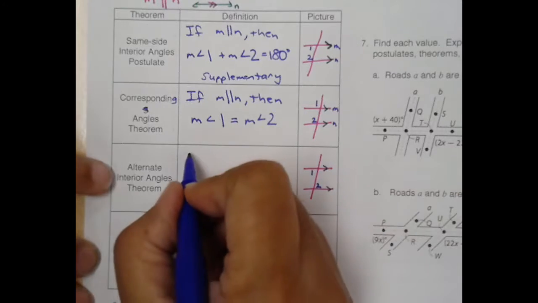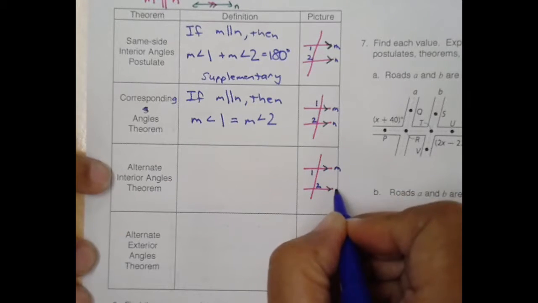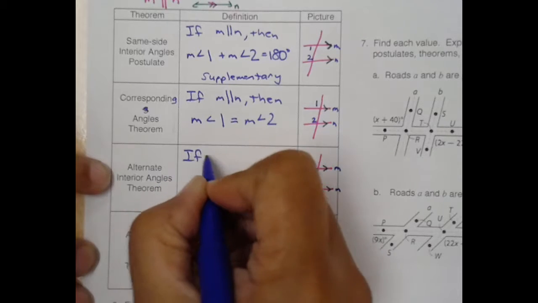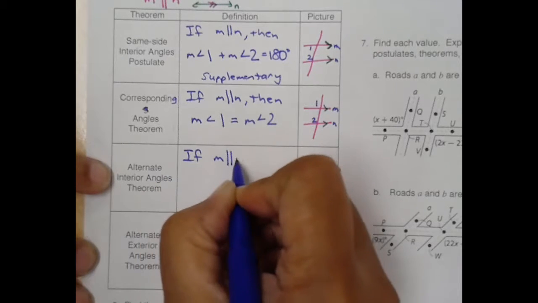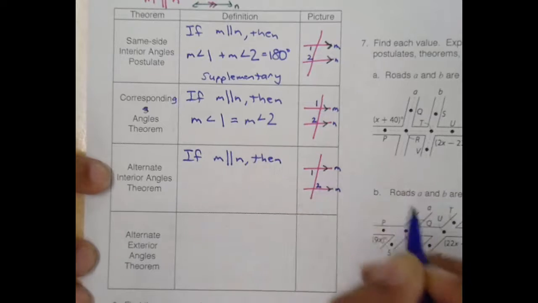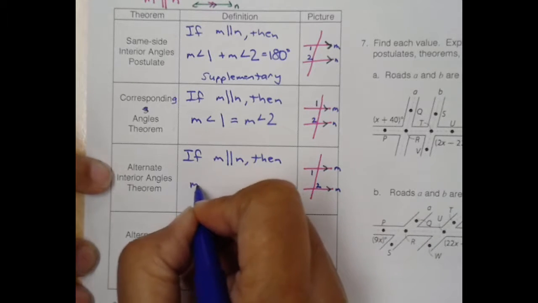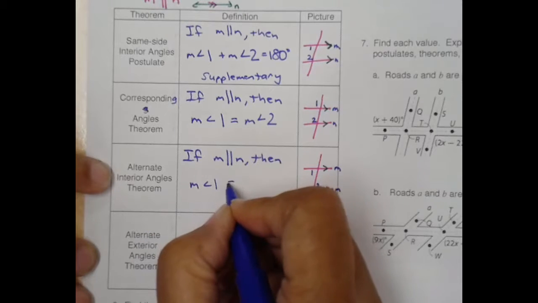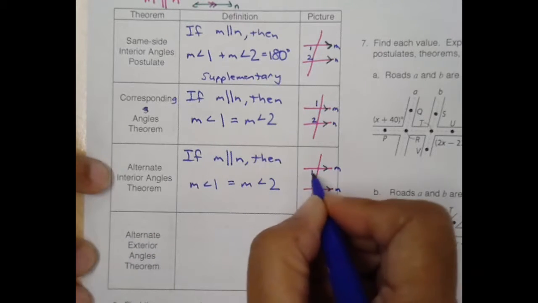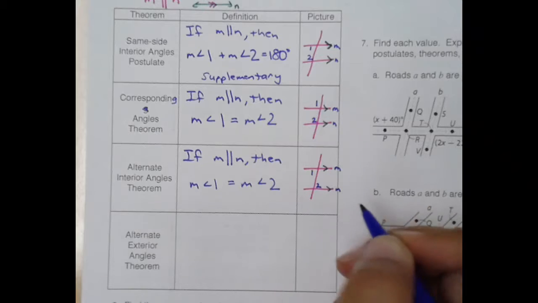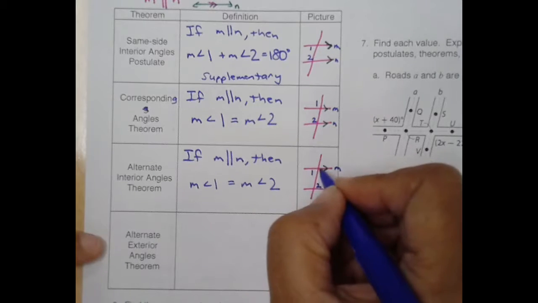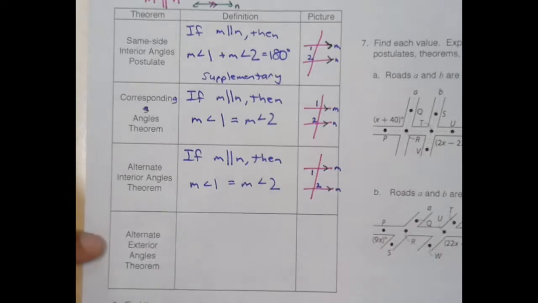All right, so we'll name this line M and N. So if line M is parallel to line N, then these two angles right here, the measurement of angle 1 is going to equal the measurement of angle 2. Alternate interior angles are actually equal to each other. You can think of this as like a little Z almost.